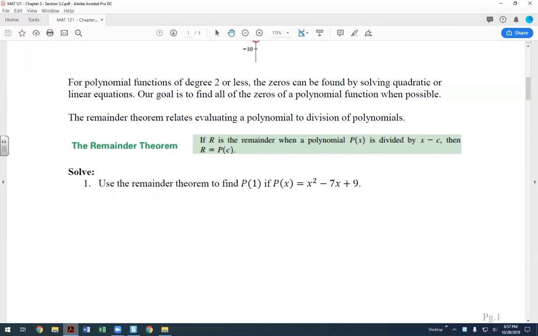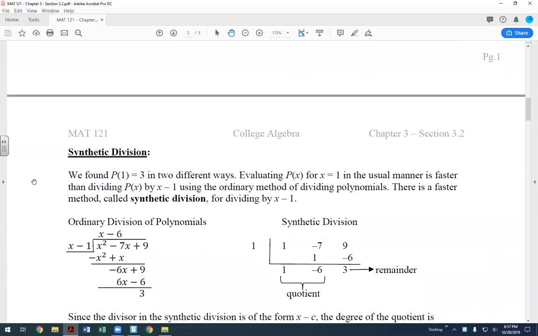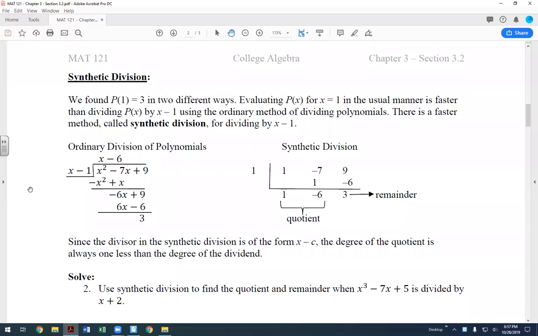Questions on number 1? Anybody? Okay, so if you actually check the second page out, we will not be using ordinary division other than when they specifically ask us to. For the most part, when they ask us to solve these problems, we're actually going to be using the synthetic division to help us out. Synthetic division goes a lot faster.